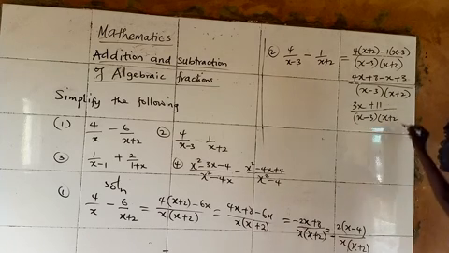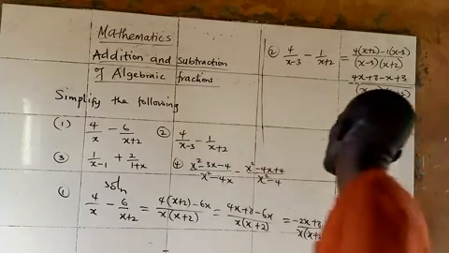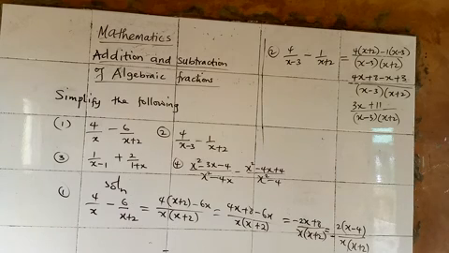In this case, I cannot cancel. I can leave my answer in this form. I cannot cancel in that form because there is no one common to numerator and denominator. Now, in this case, we can leave it like this.